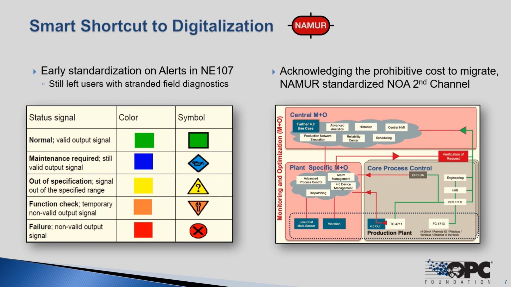Since these diagnostics remain for the most part stranded, Namur devised a new plan, mainly because the process industry didn't want to rip and replace their control systems to upgrade to more sophisticated hardware. You recall me saying earlier that it costs a significant amount of money to do a migration. Namur deployed a workaround, a second channel in other words, completely abstracted from the core process control system. They called it Namur Open Architecture, or NOA.